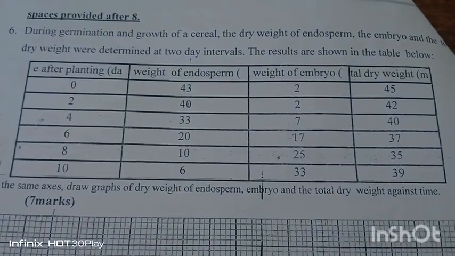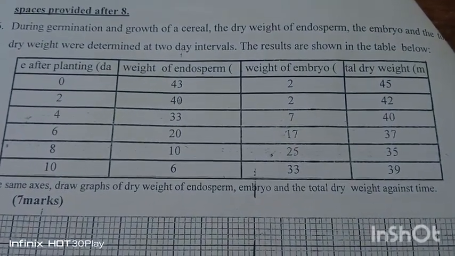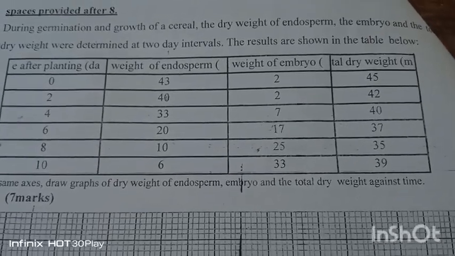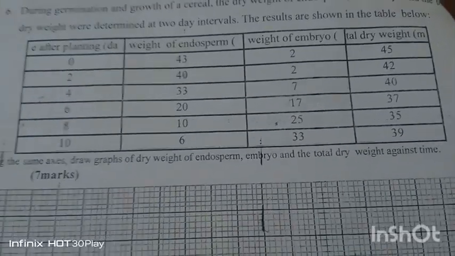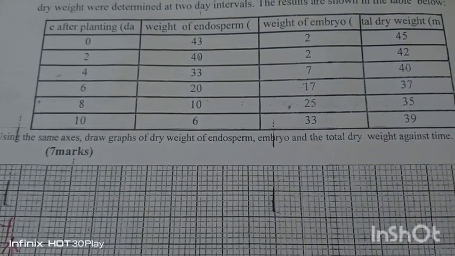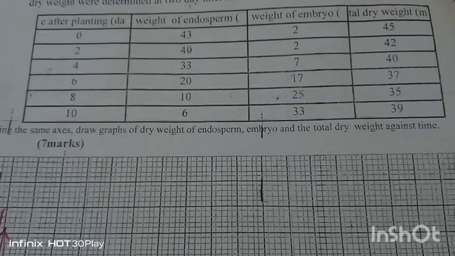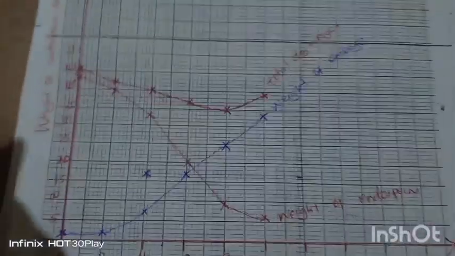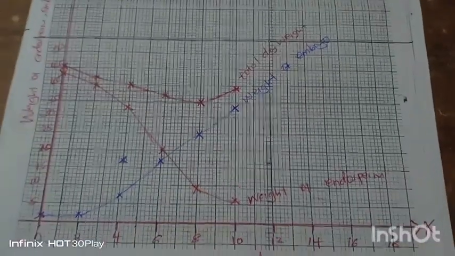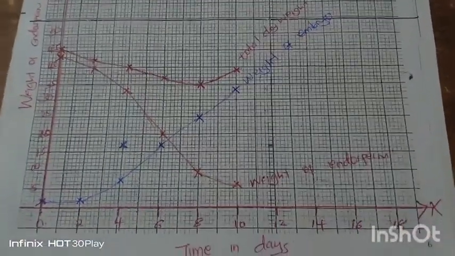During germination and growth of cereal, dry weight of endosperm and embryo and total dry weight were determined at 2-day intervals, and the results recorded as in the table below. So you are given those results there, and then you are told, using the same axis, draw the graph of dry weight of endosperm, embryo and total dry weight against time. So in your graph, it will be weight of the embryo, endosperm, against time in days. So when you draw your graph it should look like this.